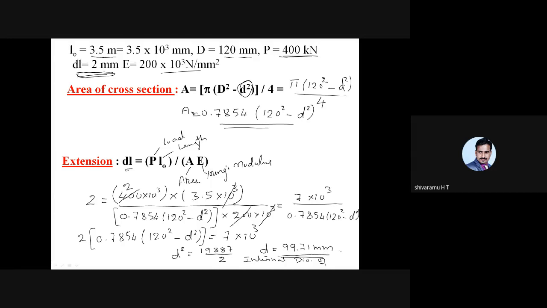So we can cross check whether we got the correct answer or not. The outer diameter is 120 millimeter, and obviously the inner diameter should be less than 120 millimeter. To cross check whether we did the proper substitution in the calculator, d we got is 99.71 millimeter.